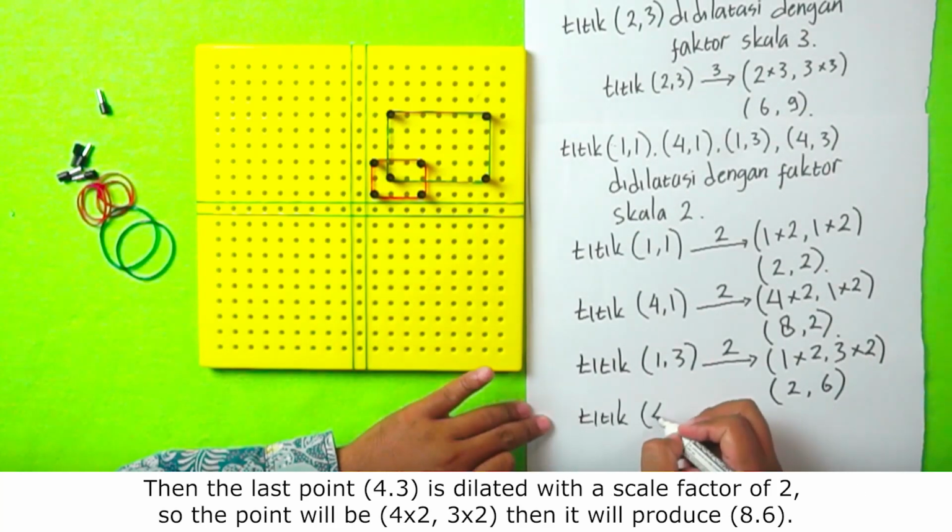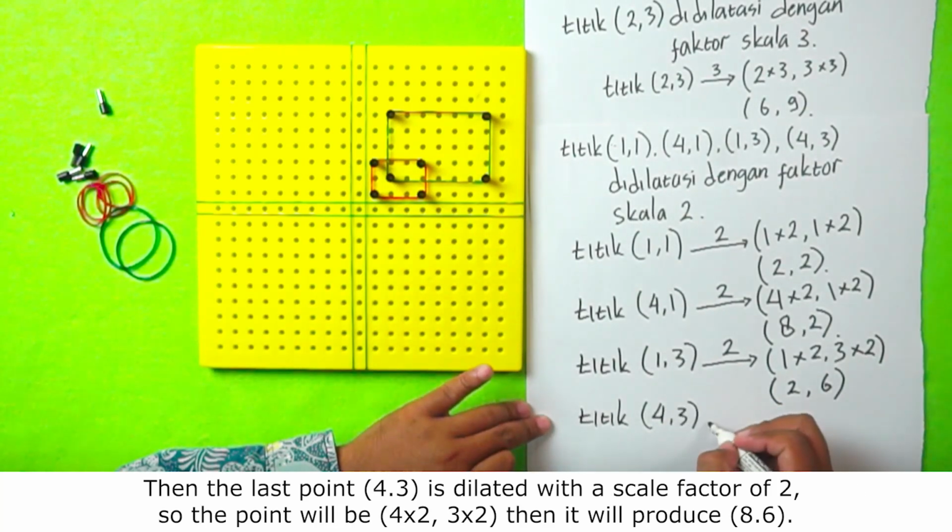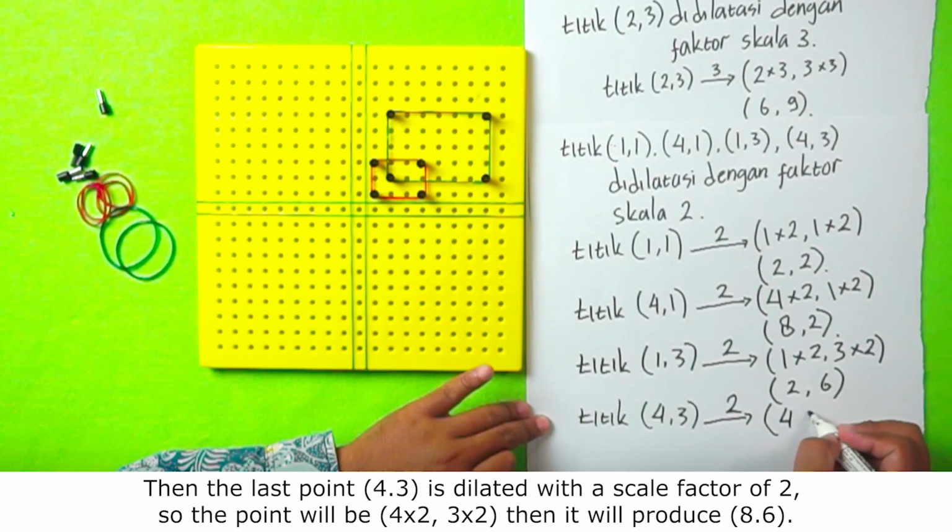Then the last point, 4, 3, is dilated with a scale factor of 2. So the point will be 4 times 2, 3 times 2. Then it will produce 8, 6.